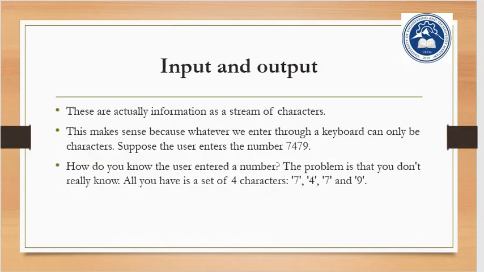So coming towards input and output, the information is actually a stream of characters. This makes sense because whatever we enter through a keyboard can only be characters. Suppose the user enters the number 7479. How do you know the user entered a number? The problem is that you don't really know. All you have is a set of 4 characters, 7479.